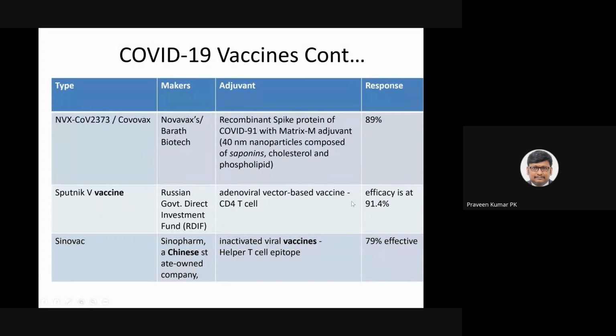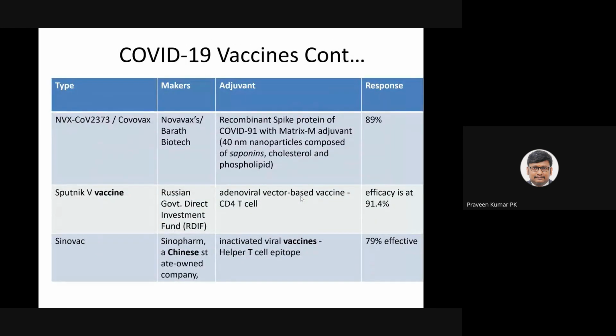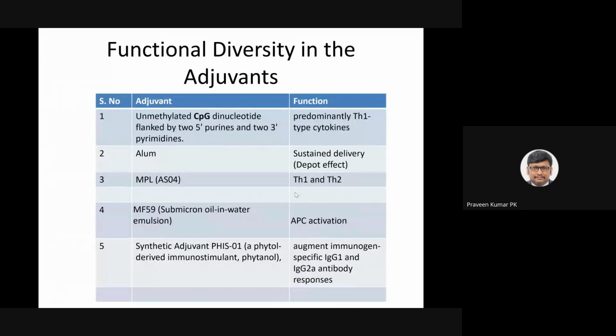Even the efficacy is mentioned here in parallel. For the Sputnik, adenoviral vectors are used. So not only can you use plant compounds, you can use viral vectors, and other things like cholesterol and phospholipids. These are other elements for composing an adjuvant. In the next slide, we can see the functional diversity in the adjuvants. So what are the types of adjuvants and what kind of immune functions can we have in our body? These are mentioned in this slide.